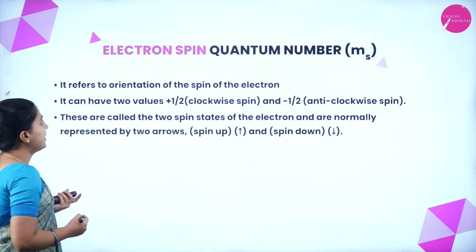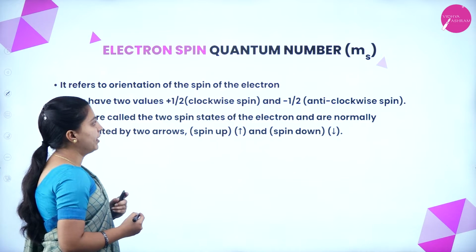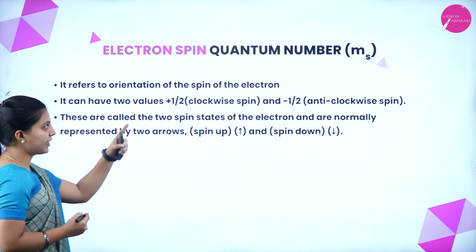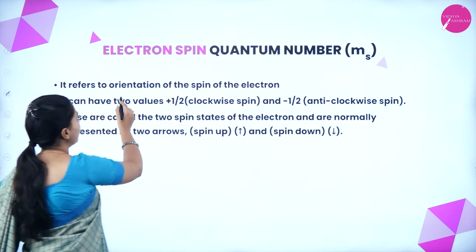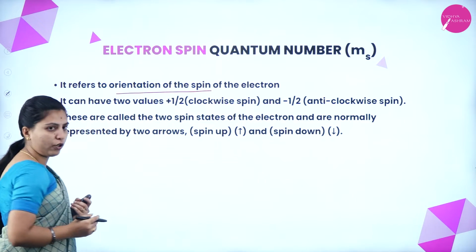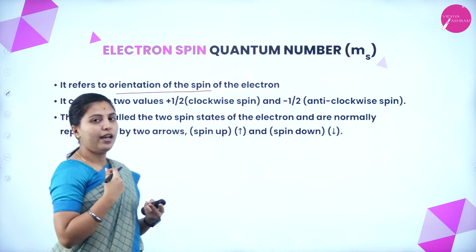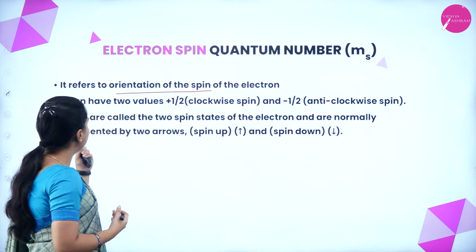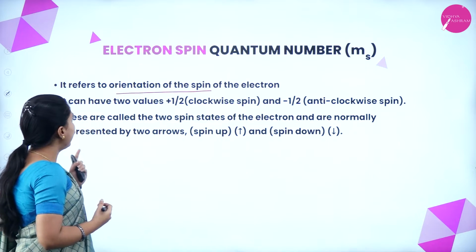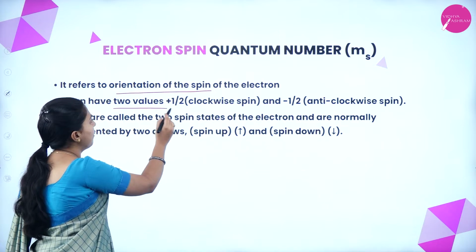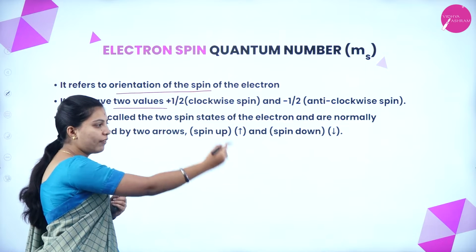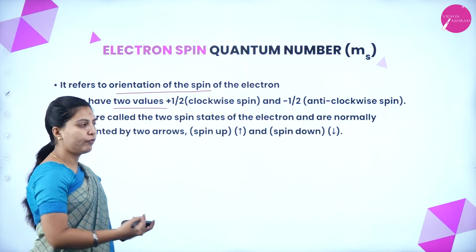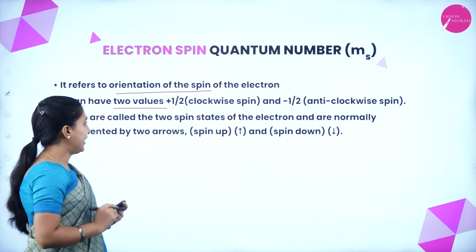Okay. Next, the electron spin quantum number. That will be designated by ms. It refers to the orientation of the spin of the electron. How will the spin be oriented for the electron? Here it will be shown. It can have two values, that is plus half and minus half. Plus half is the clockwise direction, minus half is the anti-clockwise direction.